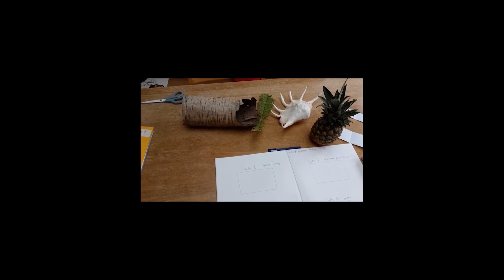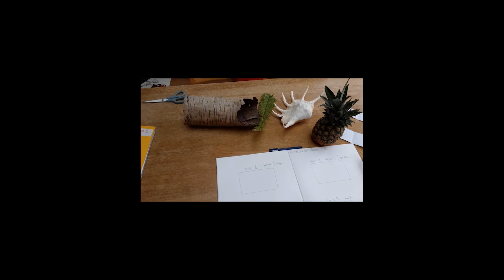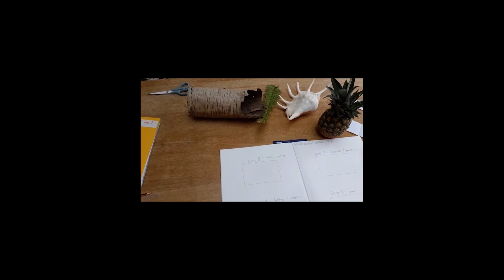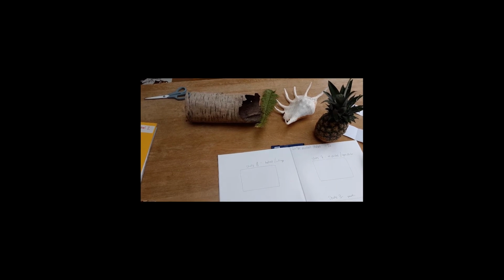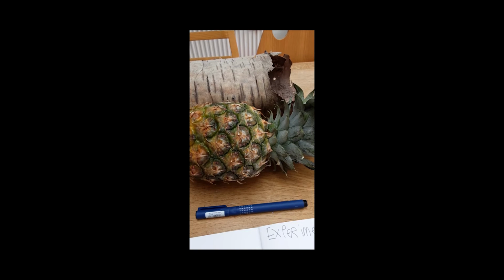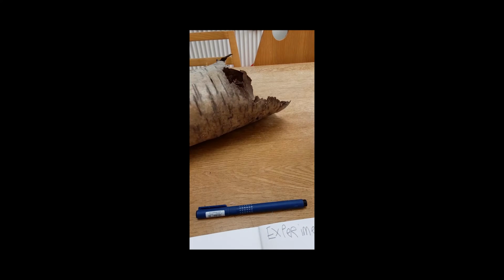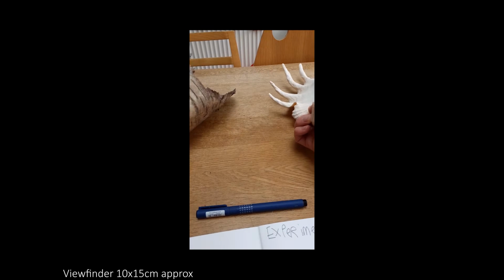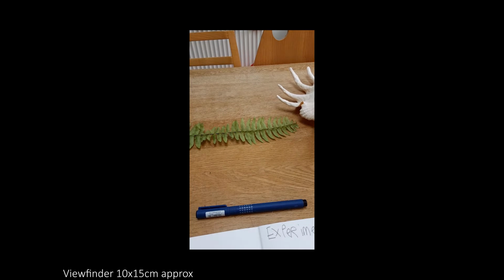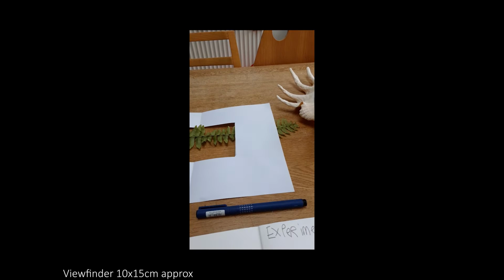Today's task is all about exploring different art materials and looking at different ways of representing and depicting texture and colour. Step one, you need to find something interesting to draw. So I've got a few bits that I've got in my house and I'm going to have a look at them under the viewfinder and see whether I want to draw it or not.